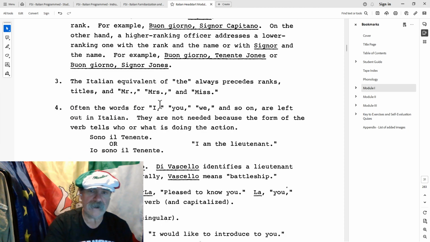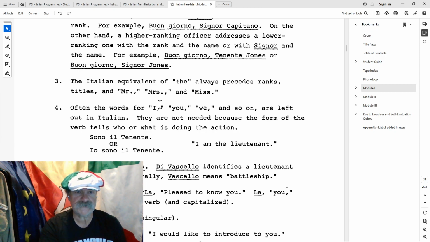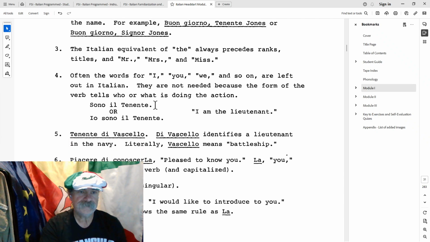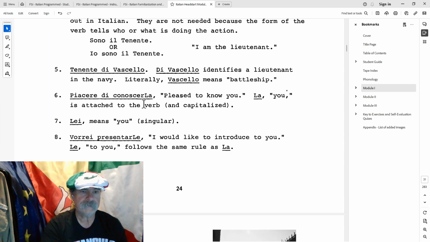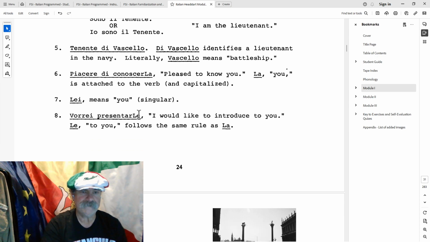The Italian equivalent of the always precedes ranks, titles, and Mr., Mrs., and Miss. Often the words for I, you, and we, and so forth are left out in Italian. They are not needed because the form of the verb tells who or what is doing the action. "Sono il tenente," or "io sono il tenente." I am the lieutenant. "Tenente di vascello." Di vascello identifies a lieutenant in the Navy. Literally, vascello means battleship. "Piacere di conoscerla." Pleased to know you. La, you, is attached to the verb and capitalized. Lei means you, singular.